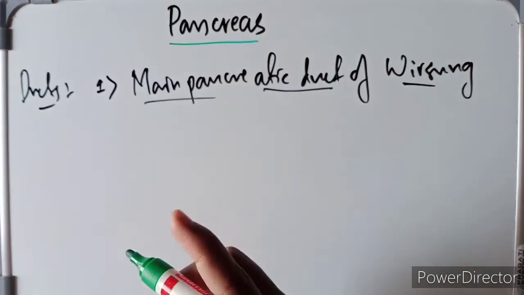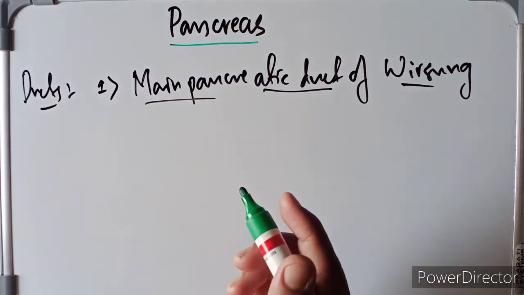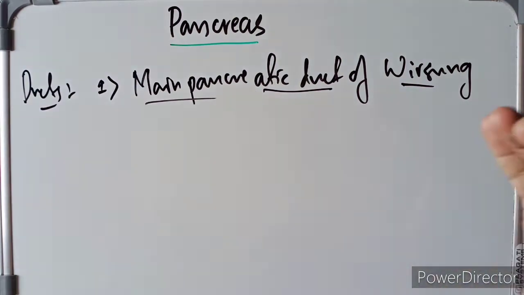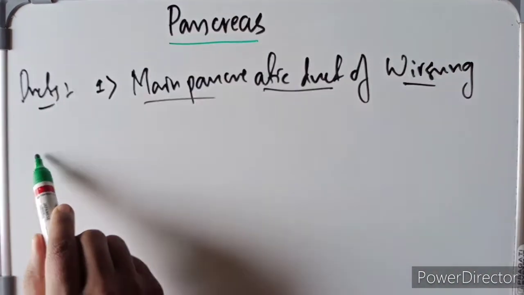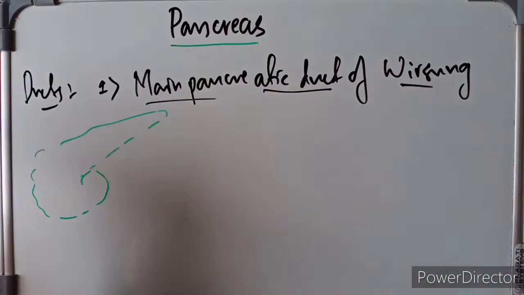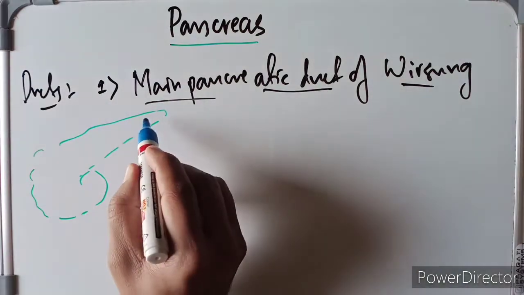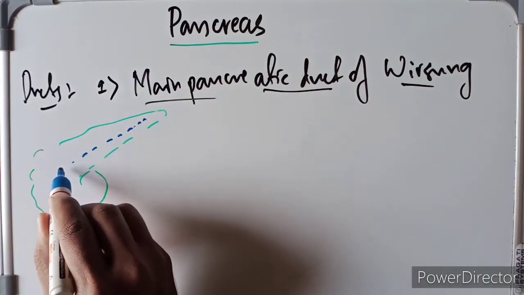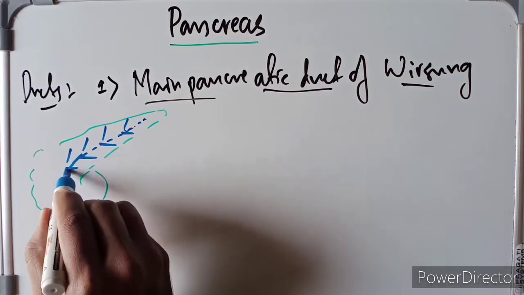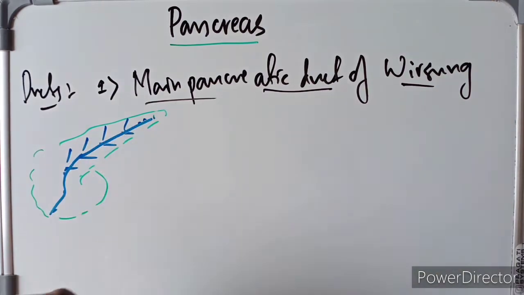Usually there are two ducts, the main pancreatic duct and the accessory pancreatic duct. Coming to the main pancreatic duct, it begins in the tail and traverses the whole length of the gland along its posterior surface. So we have the pancreas here. This is the pancreas, right? The duct will begin from the posterior surface like this. So this is the main pancreatic duct.